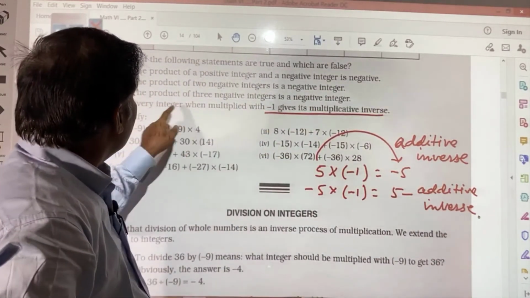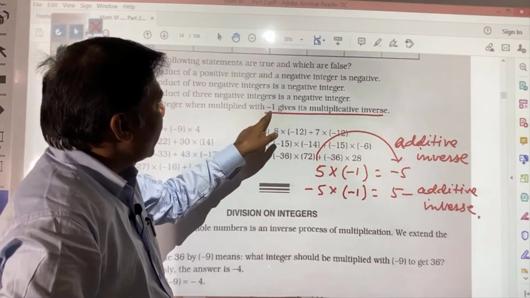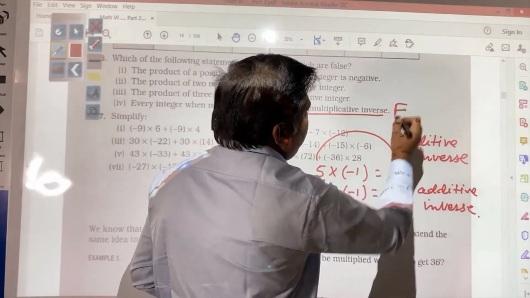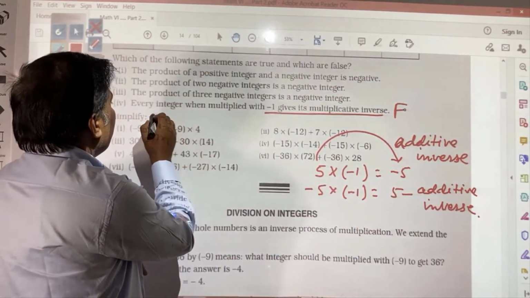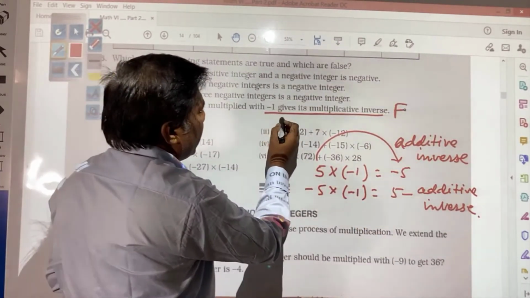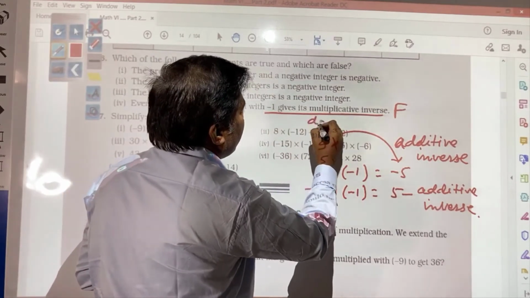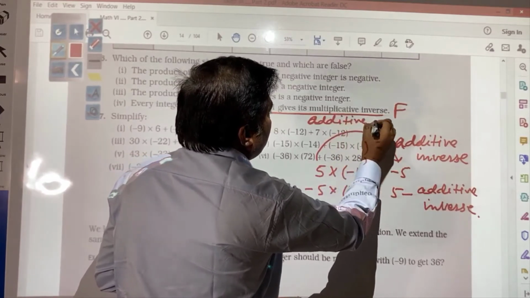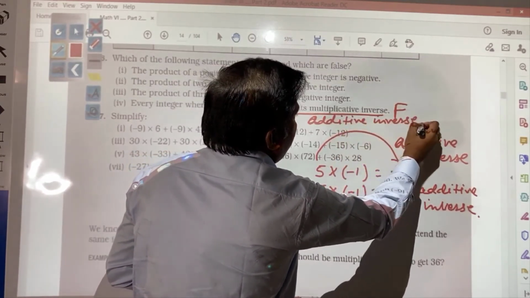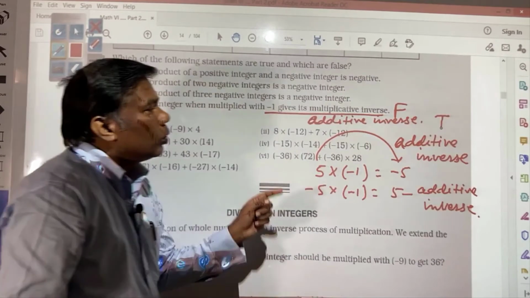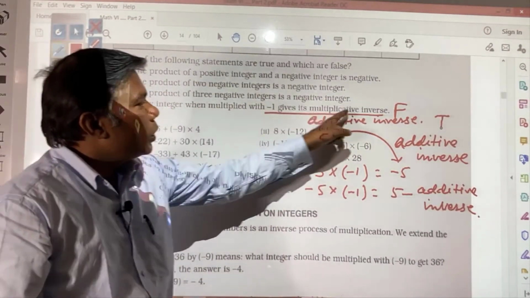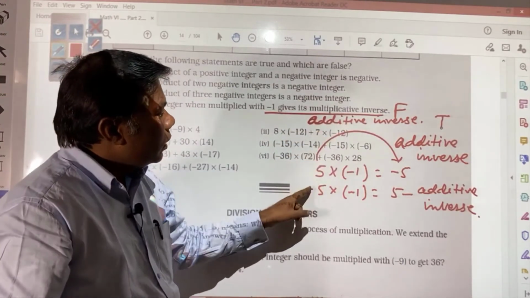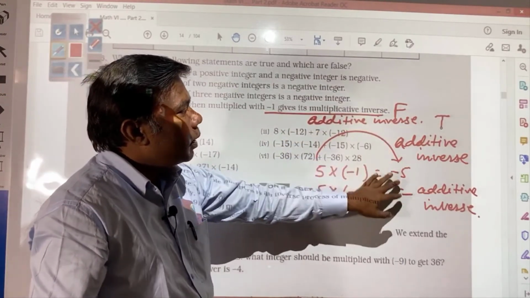If the question says every integer when multiplied with -1 gives its multiplicative inverse, this is false. And if the question says every integer when multiplied with -1 gives its additive inverse, then this will be true. So either with this question your answer will be false, and if additive inverse is being said, then this answer will be correct, true.